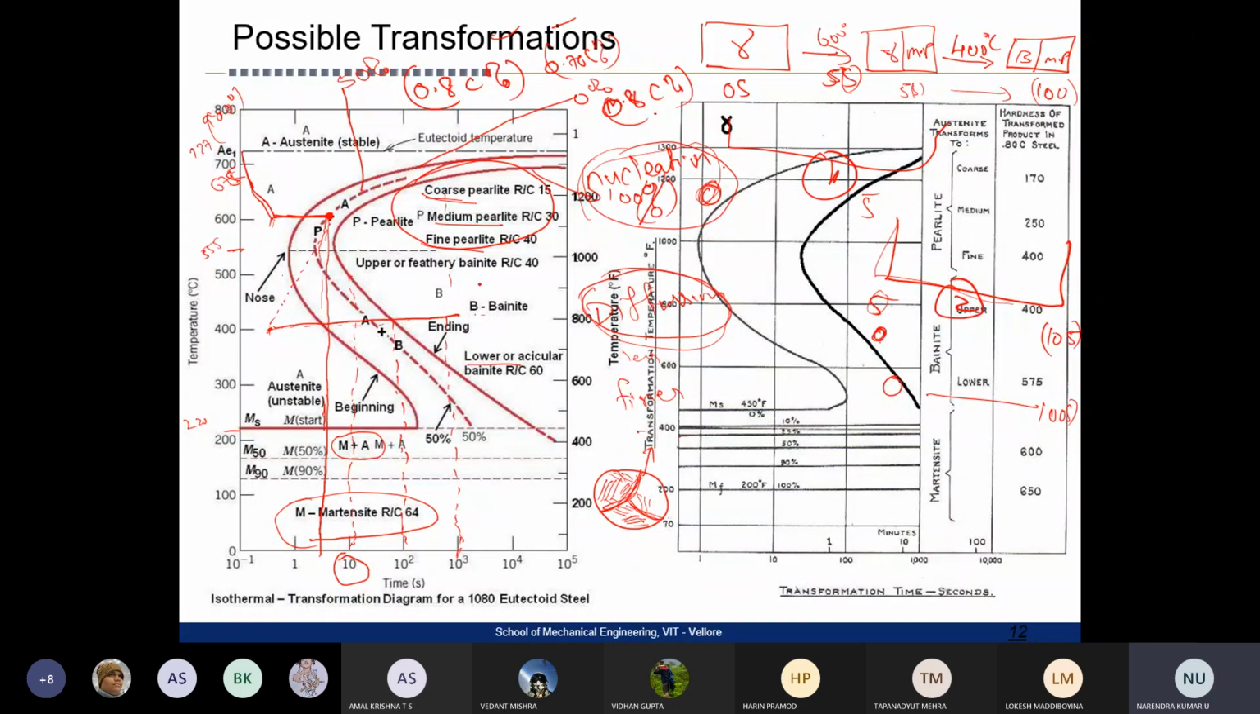So that's the reason bainite and pearlite are like competitive phases. So it's very important that if you want to convert one to the other, you have to go back to the austenite phase all the way and then only do the conversion.